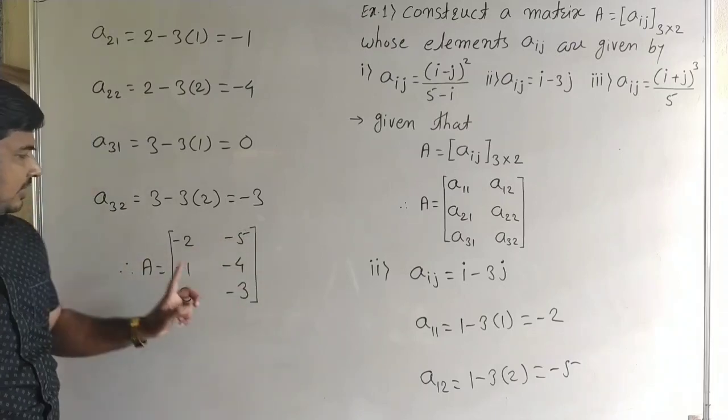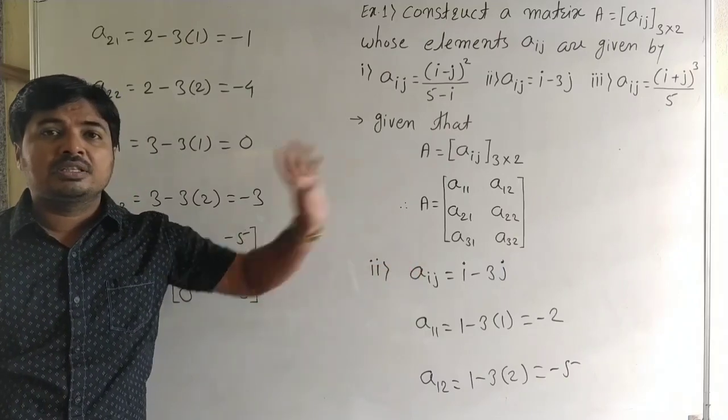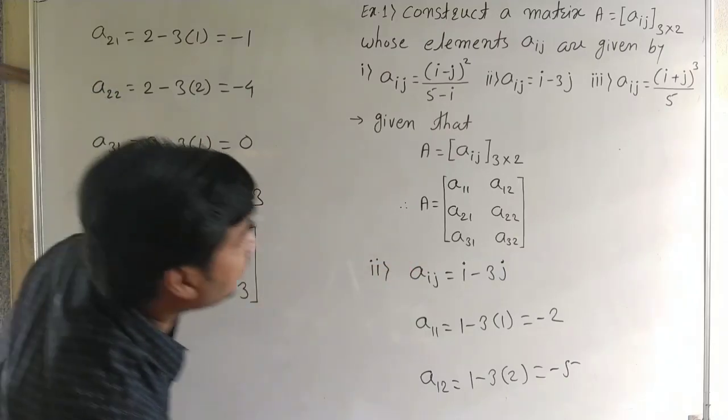See carefully this matrix. Okay, using this condition, the elements aij equal i minus 3j. Okay, now we see the last example.